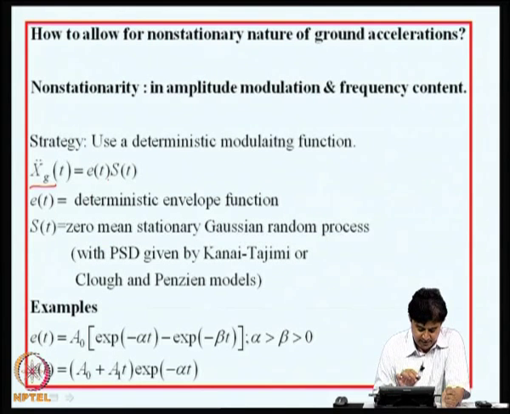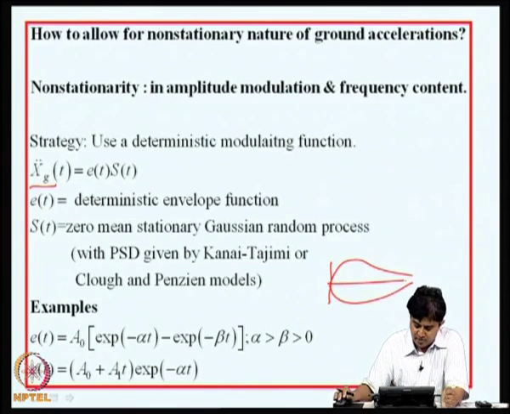In the literature, different models have been proposed for this envelope. Some of them are here. This is A naught times e raised to minus alpha t minus e raised to minus beta t. This is a product of A naught plus A1 of t into exponential of minus alpha t. There are many more such envelopes in the existing literature. They basically capture the non-stationary trend in the earthquake ground motion.